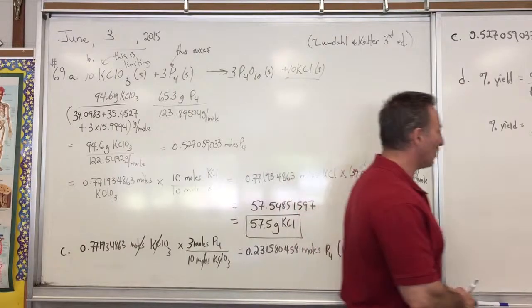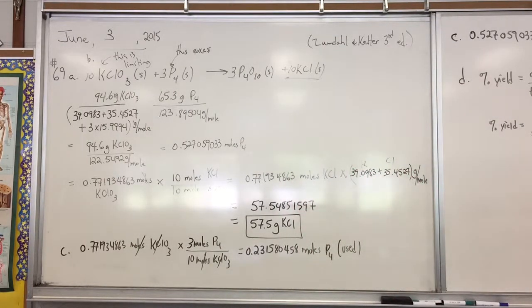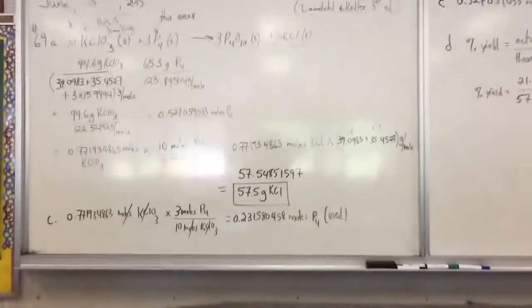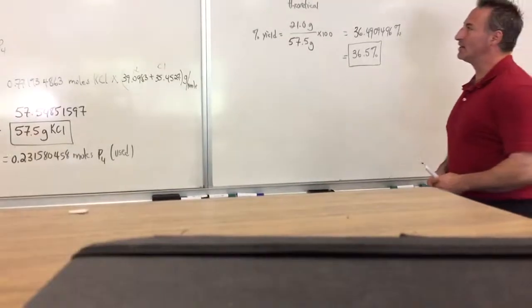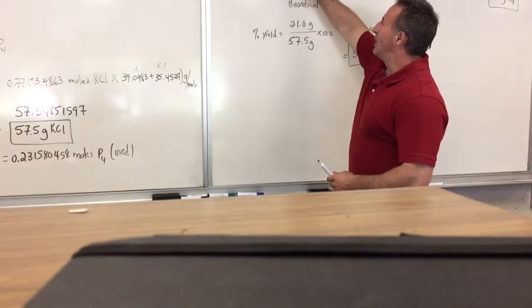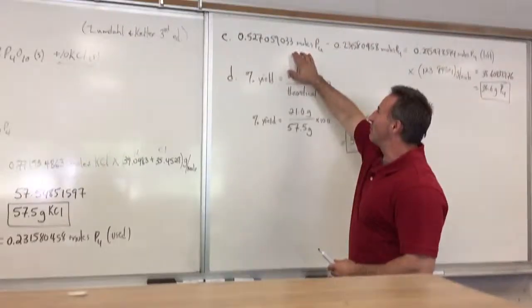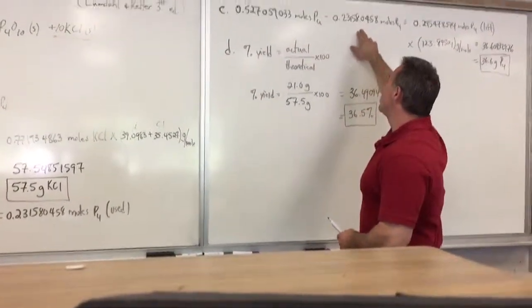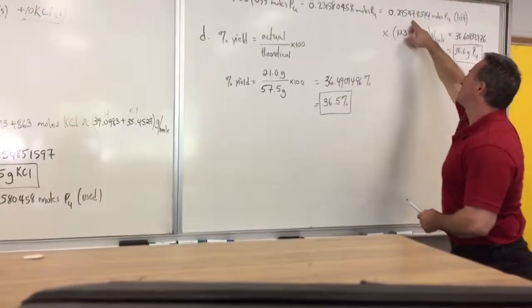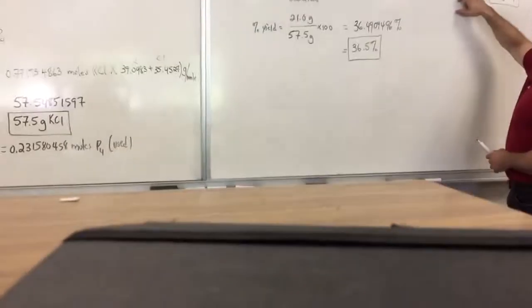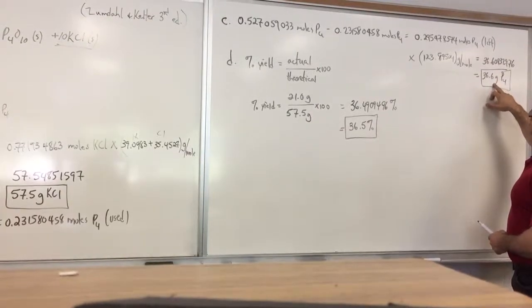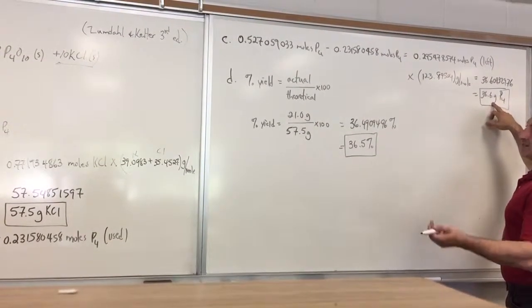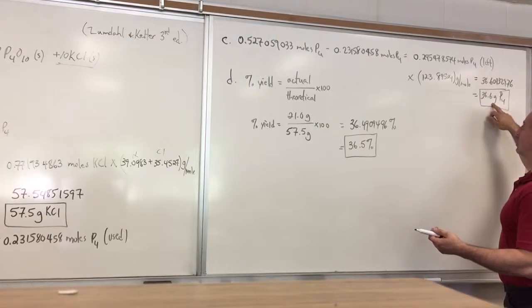Moving on to the next board, we see that we had 0.527 moles of phosphorus to begin with. We used 0.23 moles. This is what's left. So we multiply by the molar mass of red phosphorus to get that there's 36.6 grams of the excess reactant left over after the reaction takes place.